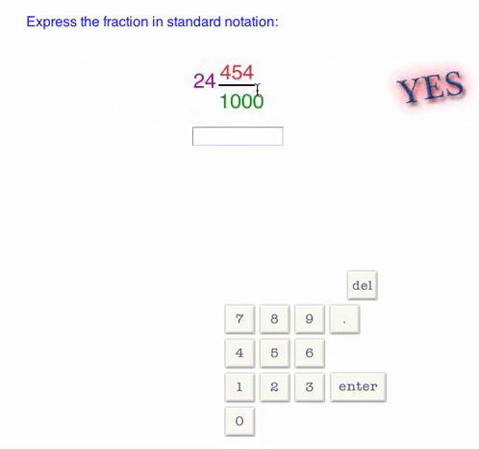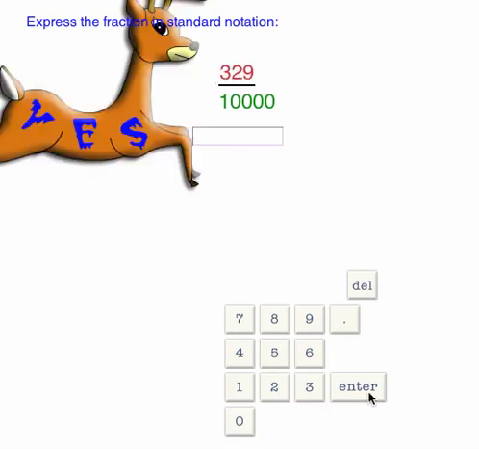All right, 24 and 454 thousandths. So this is another easy one. So 24 and decimal, 454 thousandths. The last decimal place, this 4, has to end up in the thousandths place, and it does, so we're fine.